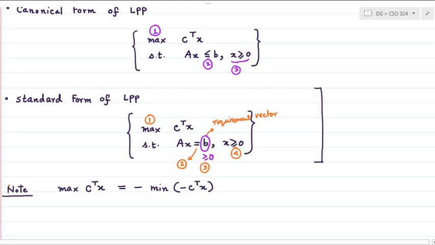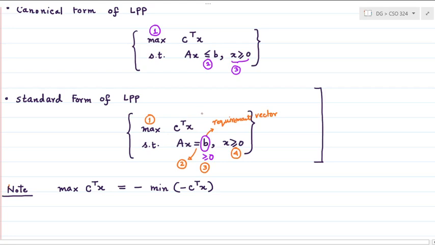So in order to reformulate the canonical form into the standard form, what we need to do is make these inequalities equalities, and also make the right hand side vector b such that all the components of b are non-negative. Fine. So that will make any canonical form into the standard form.